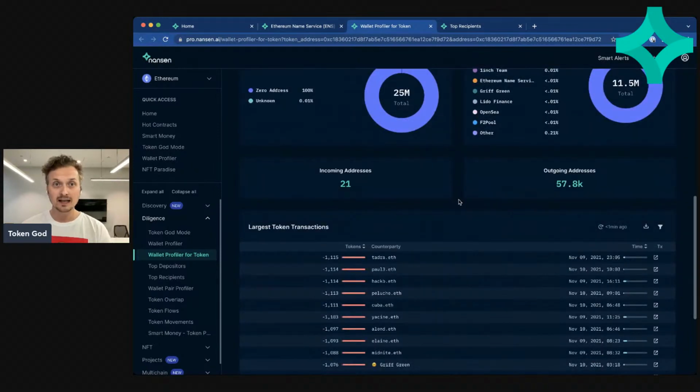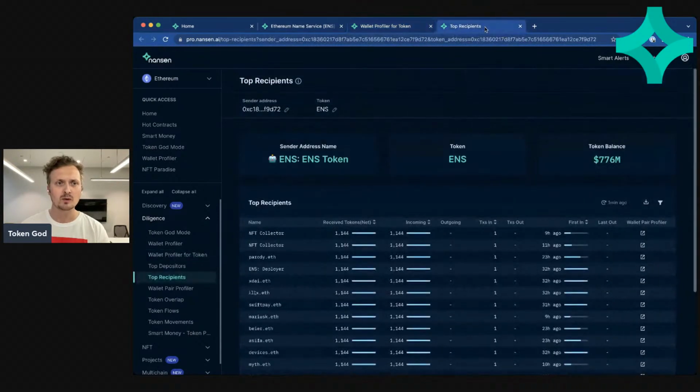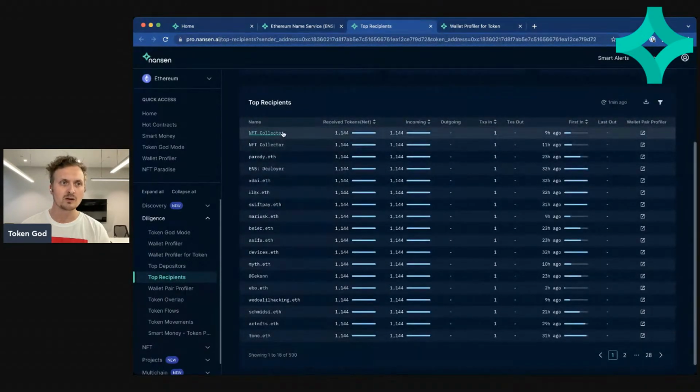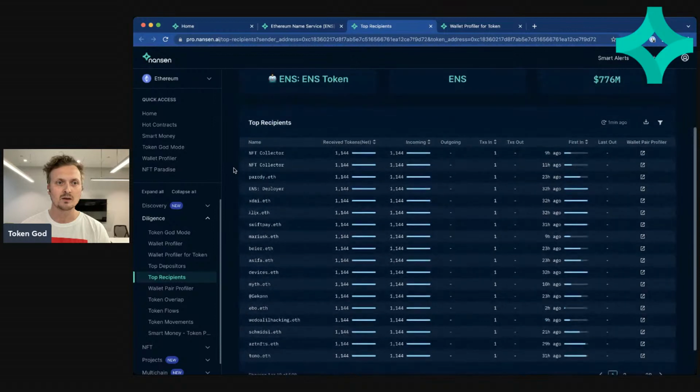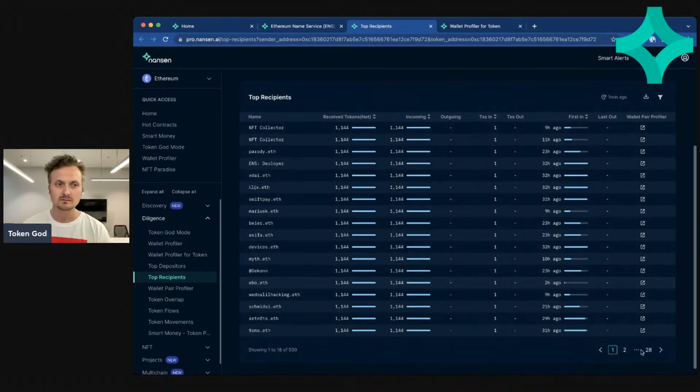And so for that, I might jump over to, you could use this dashboard as well, by the way, but I might jump over to the top recipients, because I feel this is an easier to understand dashboard when it comes to the recipients. So these are different addresses that have received 1,144 tokens from the airdrop. That happens to be the max, as far as I know, that you could claim in the airdrop. And if I just eyeball this, I see there are like 18 addresses here on this page.